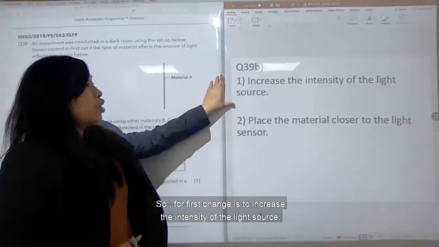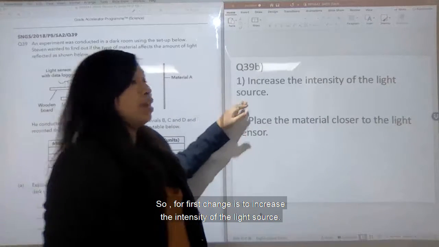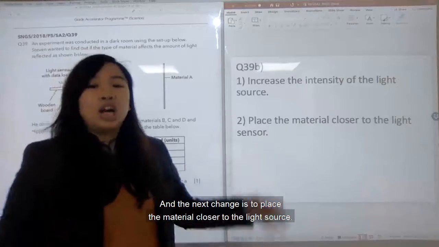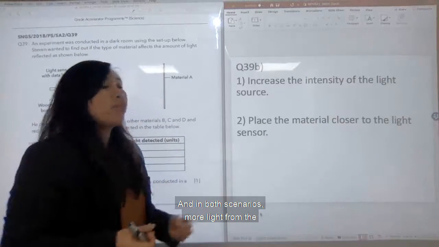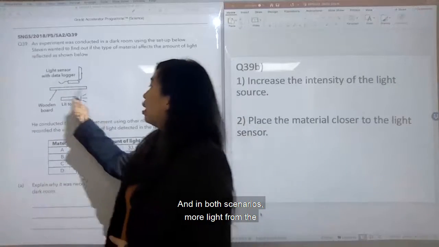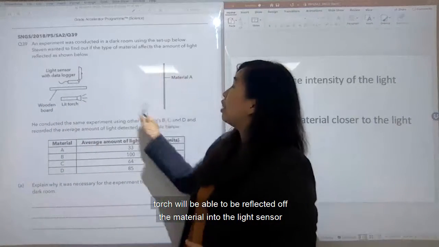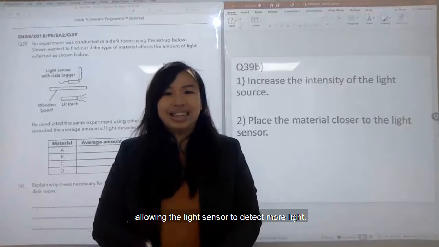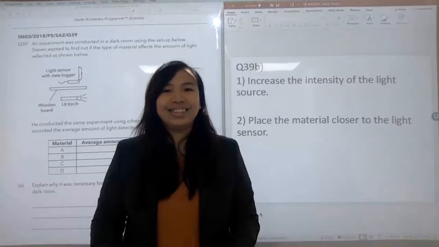So the first change is to increase the intensity of the light source, and the next change is to place the material closer to the light source, and in both scenarios, more light from the torch will be able to be reflected off the material into the light sensor, allowing the light sensor to detect more light.